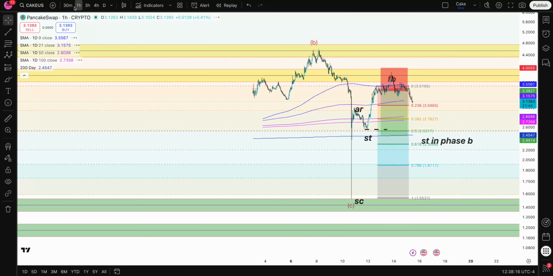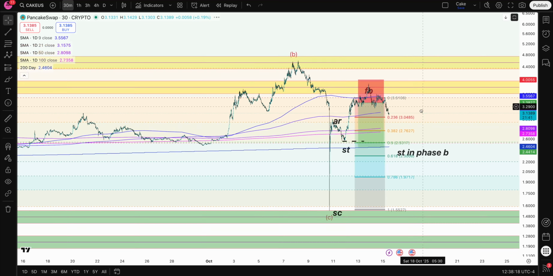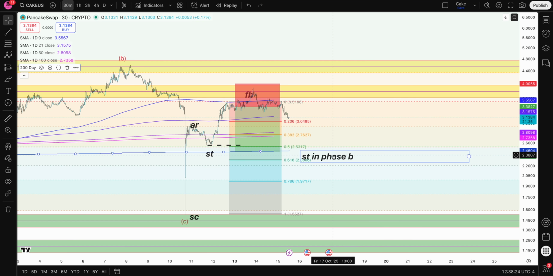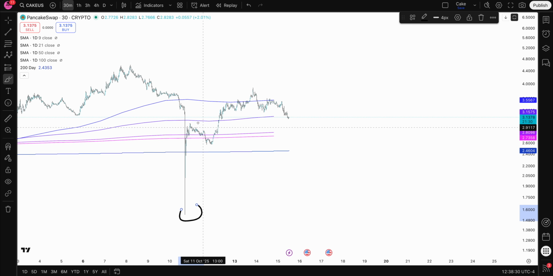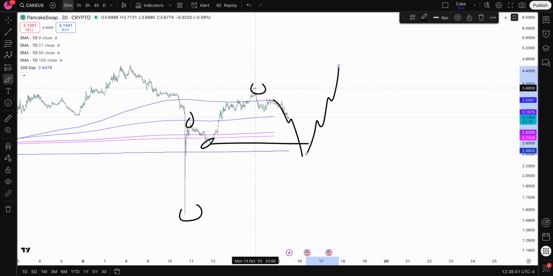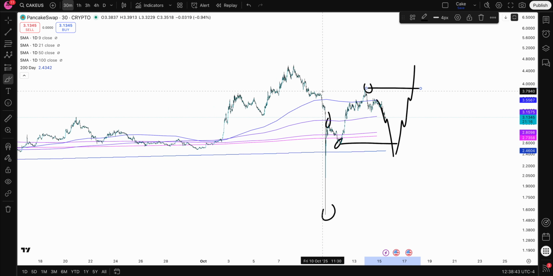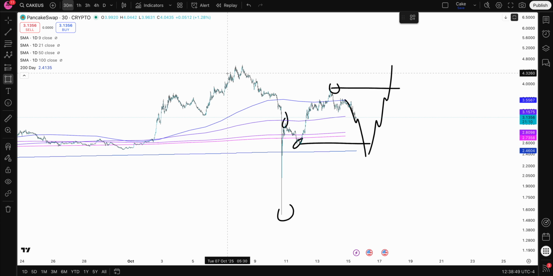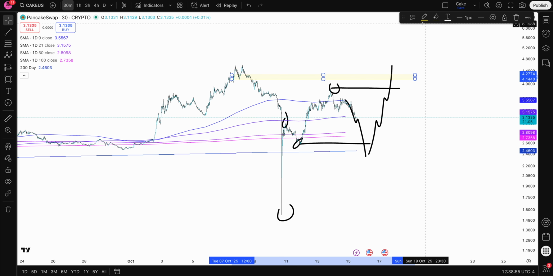Okay, so I think Cake comes down to around here, down to backtest this 200-day moving average at around 246, and then pops up from there. This would be your selling climax, your automatic rally, second test, failed break, come down for your secondary test in phase B, taking out the 200-day, and then we pop off from there, and then come back up to this breakdown area, to this breaker right here, at least.